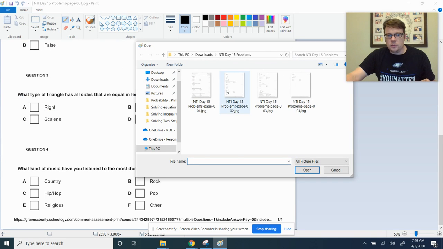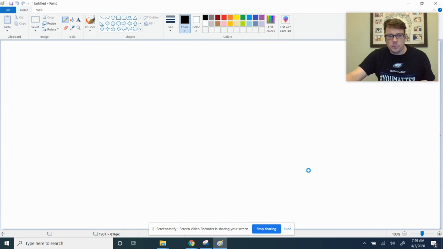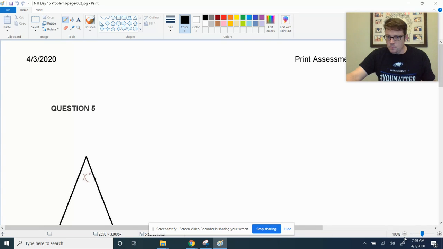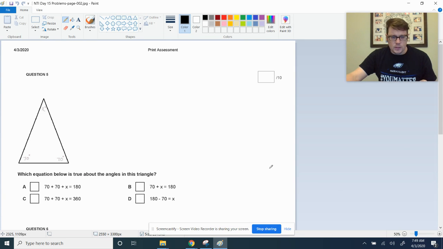All right, let's look into the stuff that might give you some trouble. Let's start with number 5. It wants to know which equation below is true about the angles in this triangle. Let's look at the triangle a little bit. We have 3 angles, and 2 of them we know. This looks like an isosceles triangle, and 2 of them are 70, which makes x the unknown up here on top.